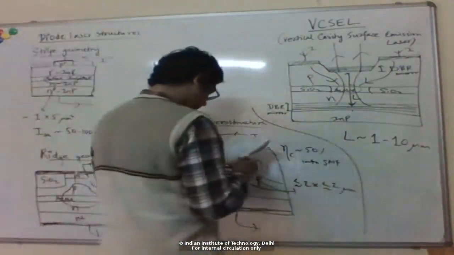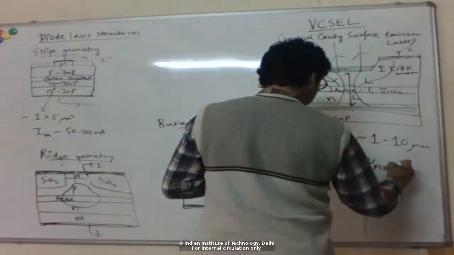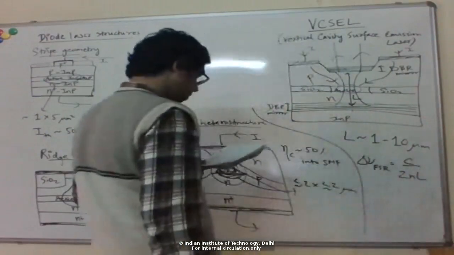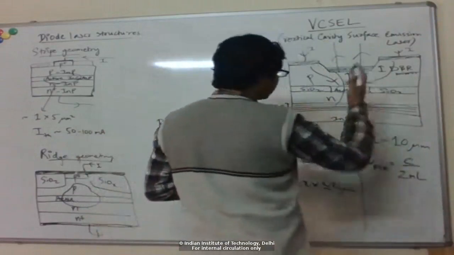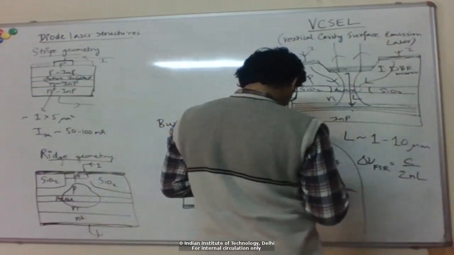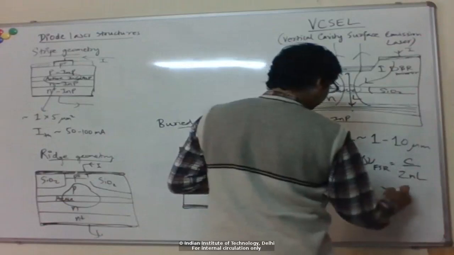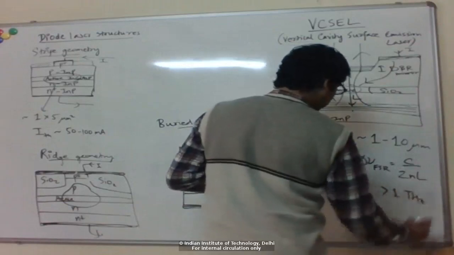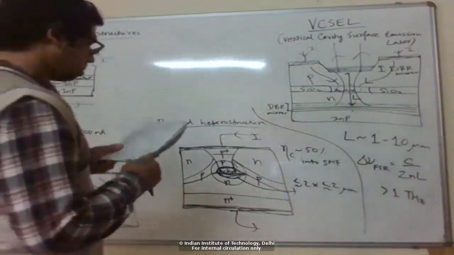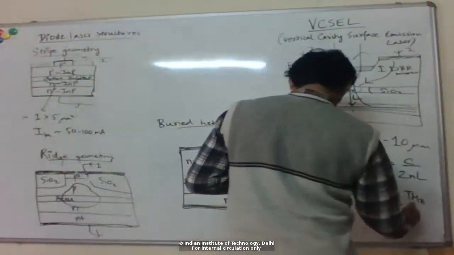Okay, so then if you try to calculate the FSR, which is c over 2 times refractive index times length, again the refractive index is typically like 3.4. This now comes out to be greater than like a terahertz, which is typically greater than the gain bandwidth.